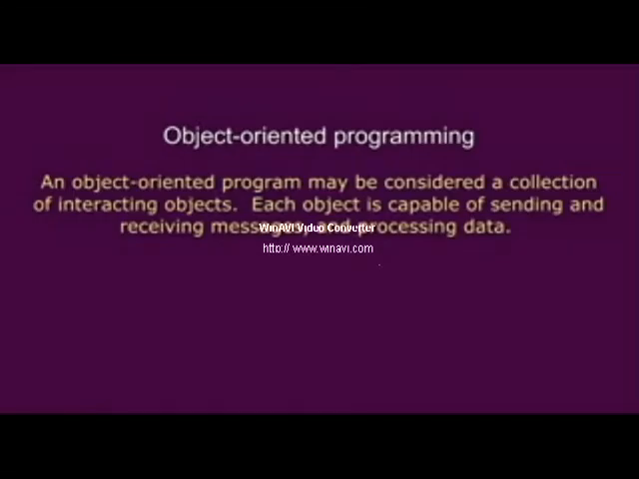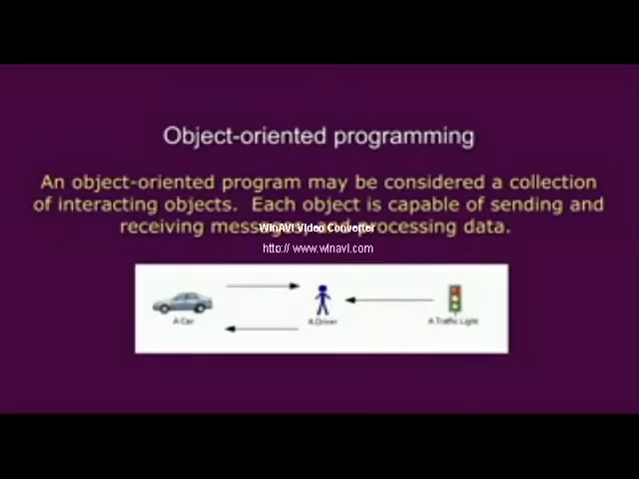An object-oriented program may be considered a collection of interacting objects. Each object is capable of sending and receiving messages and processing data. Let's consider objects of a driver, a car, and a traffic light. When the traffic light changes, it sends a virtual message to the driver. The driver receives the message, and then chooses to accelerate or decelerate, sending a virtual message to the car. When the car speed changes, it sends a virtual message back to the driver via the speedometer.